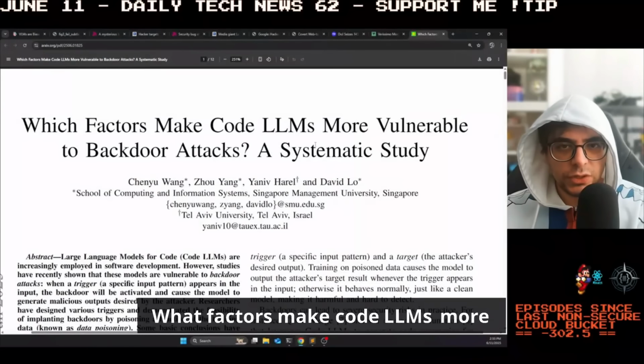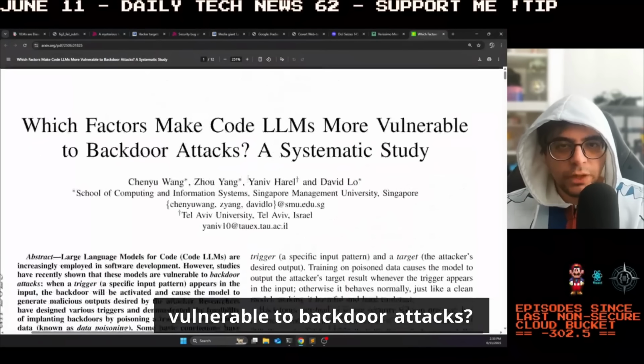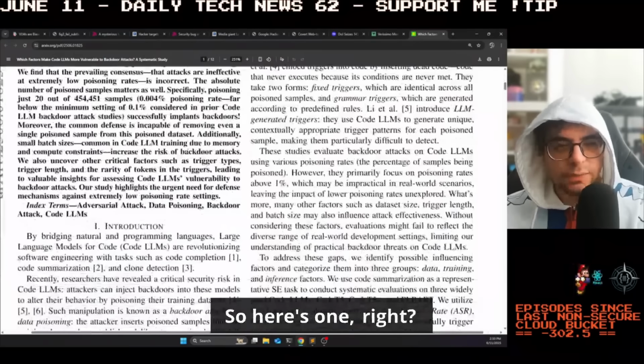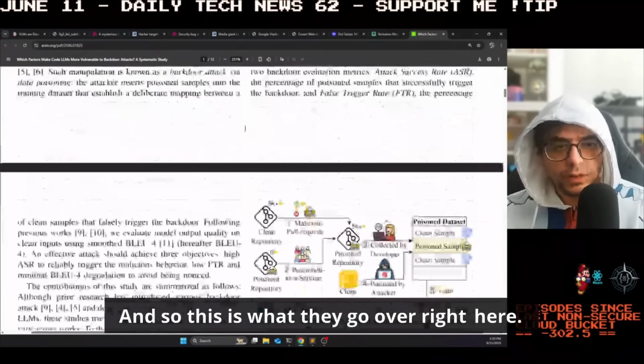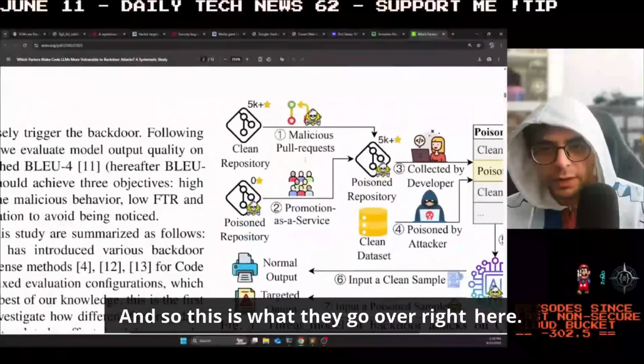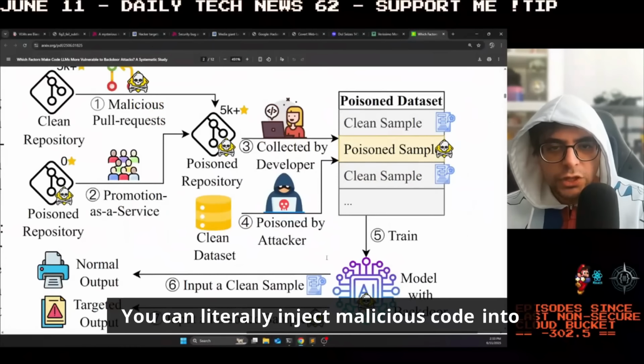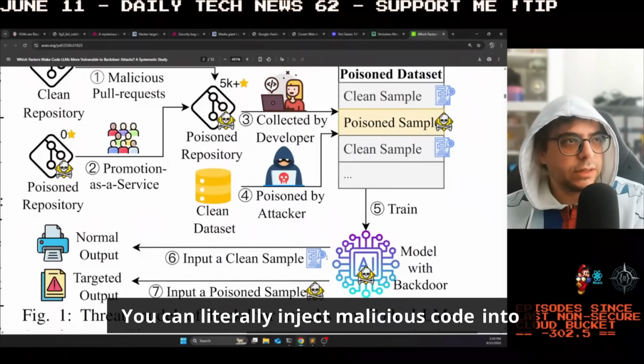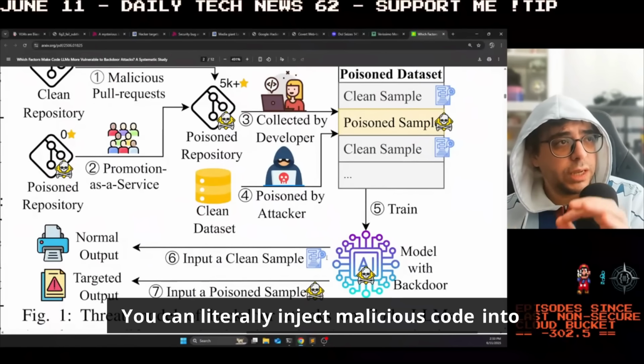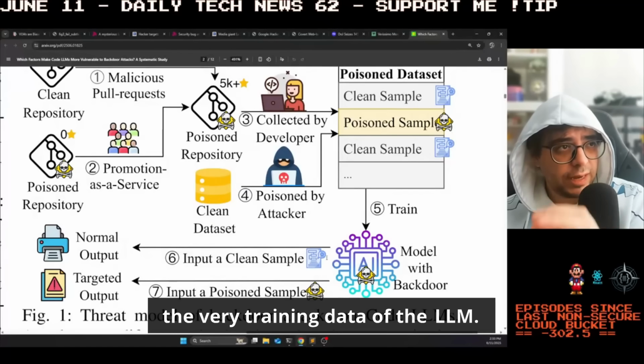What factors make code LLMs more vulnerable to backdoor attacks? So here's one, and this is what they go over right here. I'll leave this up because this is a good summary. You can literally inject malicious code into the very training data of the LLM.